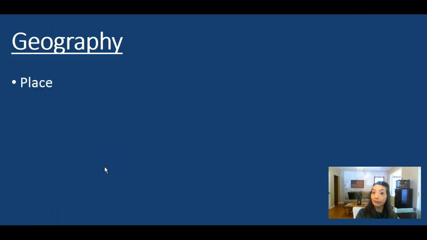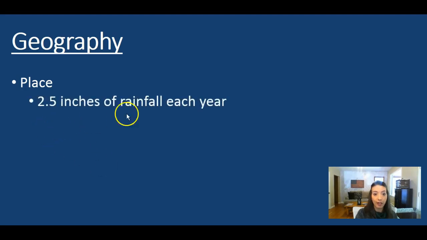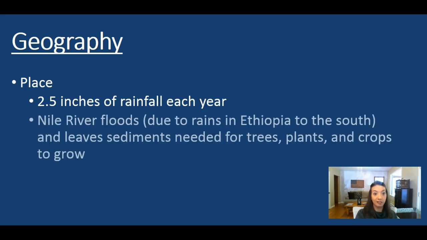Here we go. Place, another theme of geography. So in Egypt, they actually get 2.5 inches of rainfall each year. Now in some of our rainiest months in the state of Washington, we might get 2.5 inches in a month. Okay, the Nile River, it floods. And this is actually due to the rains in Ethiopia to the south. So we'll look at another map, but south of Egypt, that's where Ethiopia is located, and they have big rains that make the Nile flood.